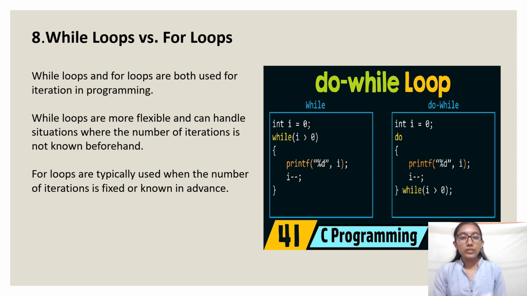While loops versus for loops. While loops and for loops are both used for iteration in programming. While loops are more flexible and can handle situations where the number of iterations is not known beforehand. For loops are typically used when the number of iterations is fixed or known in advance.